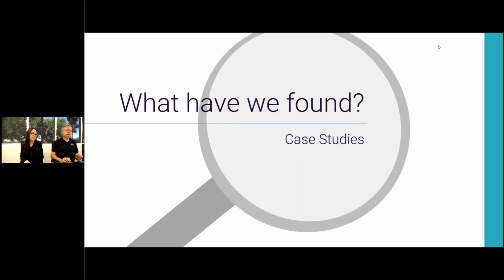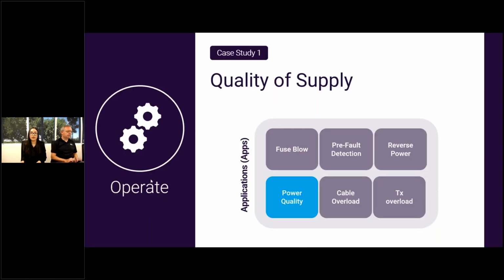Okay, so using the approach that I just explained, here is what we have found. This is where we start with our case studies. Our first case study is on quality of supply using the power quality application. Here we are going to look at how we investigate a consumer complaint, then track the source of the problem to get it fixed and ultimately restore the quality of supply.